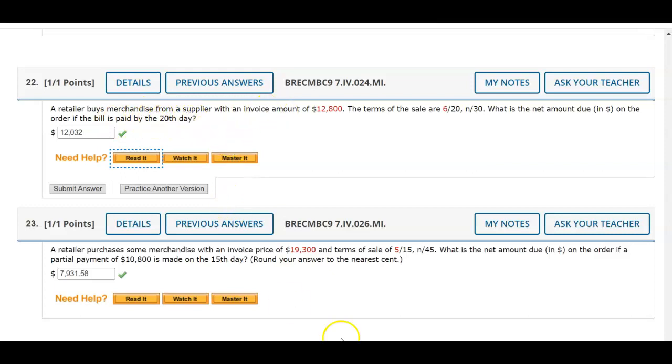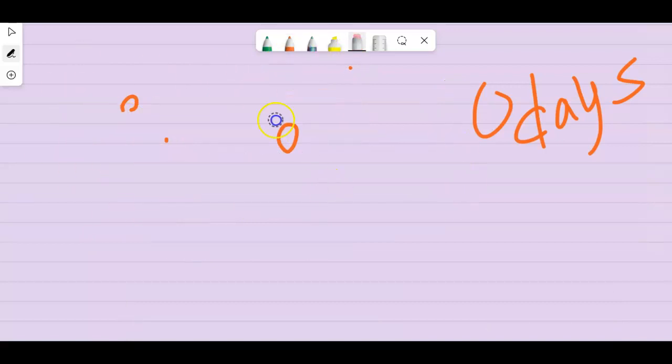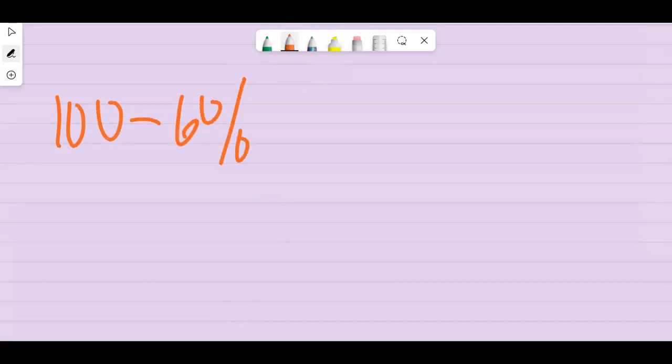So the net amount. Well, the discount amount is 6%, so the net amount would be 100% minus the 6%. So 100% minus the 6% discount would be 94%.